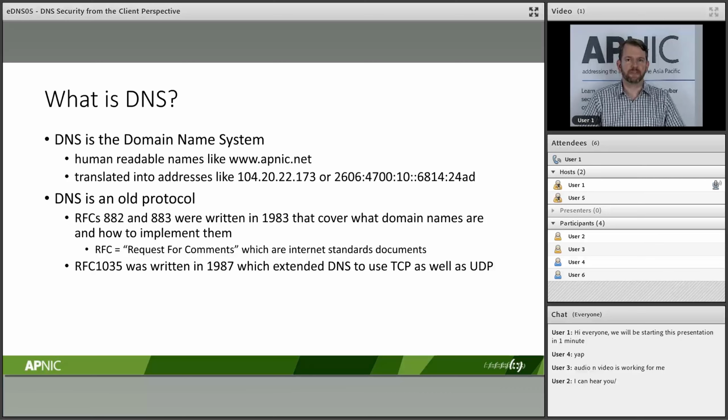DNS itself is quite an old protocol. The original RFCs that were creating the DNS system were number 882 and 883. These were written in 1983. There have been some small improvements over time. RFC 1035, as it says, was written in 1987, and this extends DNS to be using TCP as well as UDP. But in essence, the original DNS protocol is still in wide use, and it has some issues that we'll be looking at through here.